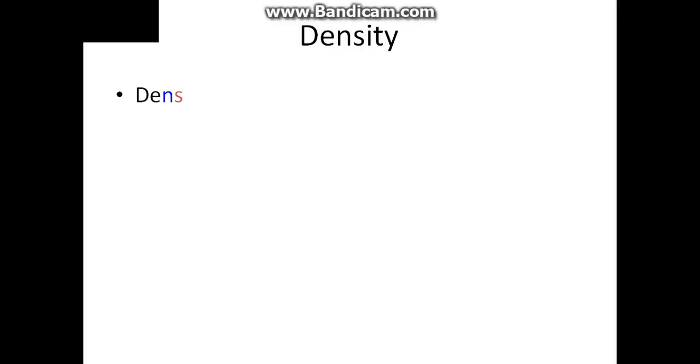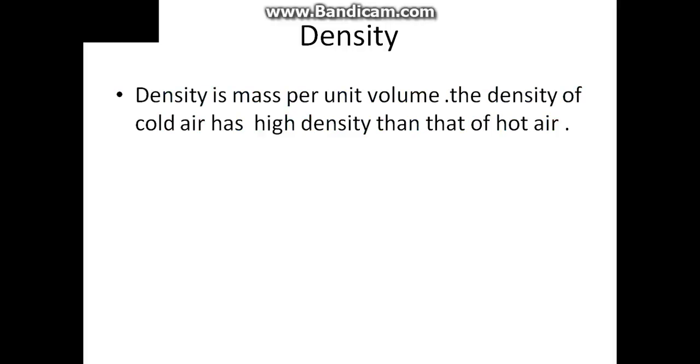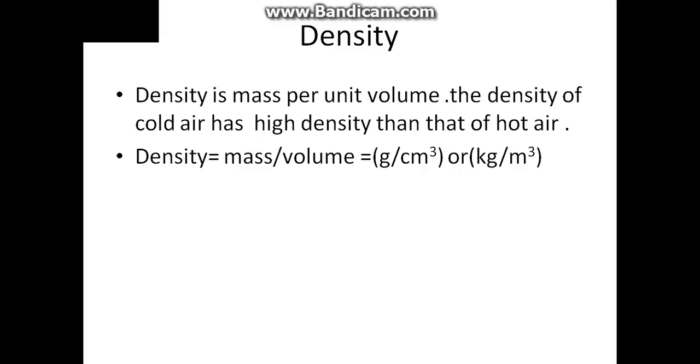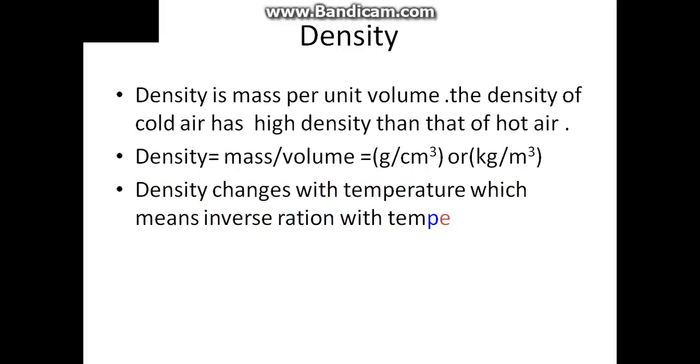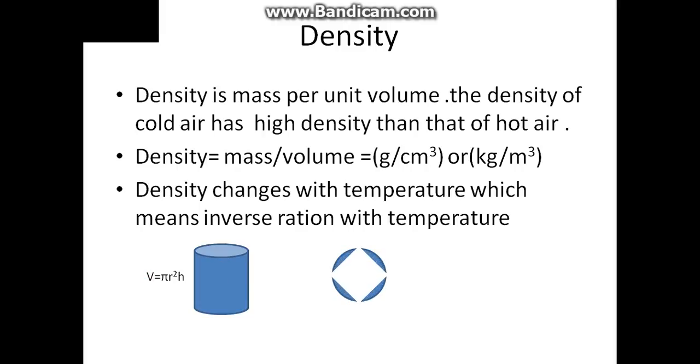Density. Density is mass per unit volume. The density of cold air is higher than that of hot air. Density is equal to mass over volume, which is in gram per cm cube or kilogram per meter cube. Density varies inversely with temperature. Volume of a cylinder is pi r squared h. Volume of a sphere is equal to 4 over 3 pi r cube. Volume of a cuboid is length times width times height.